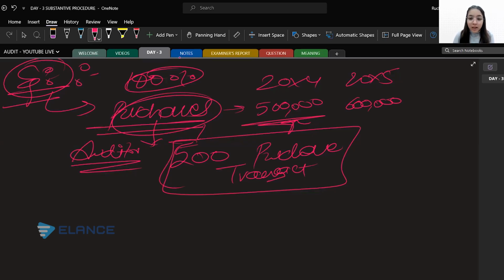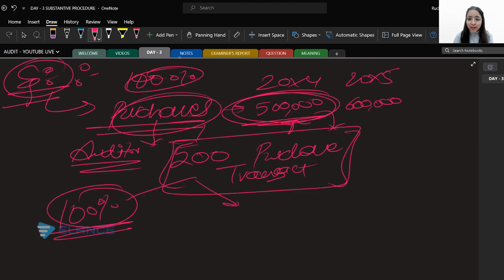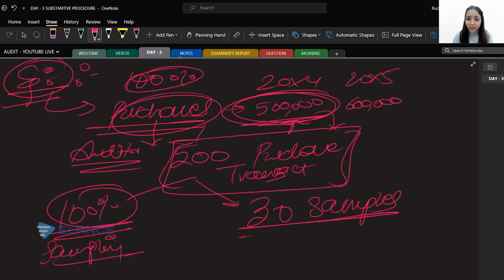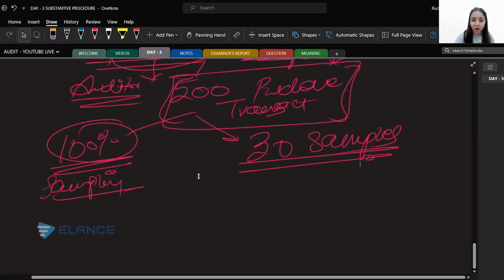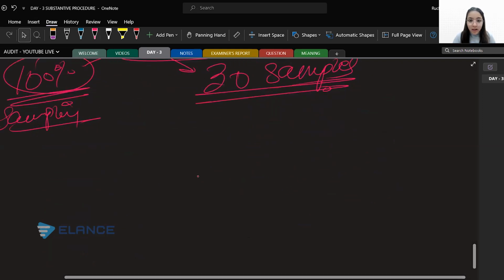Now I know this 5 lakh is made of these 500 purchase transactions being done. As an auditor, will I check 100%? Is it possible for me to check 100%? No. Why? Because I am doing auditing on the basis of sampling. Now I have picked 30 samples out of these 500. Fine. Now I will run to the management.